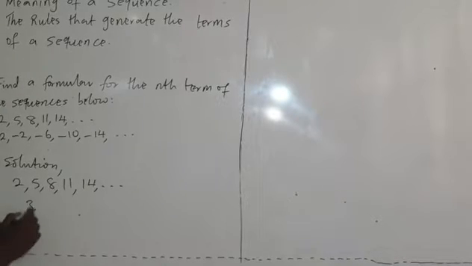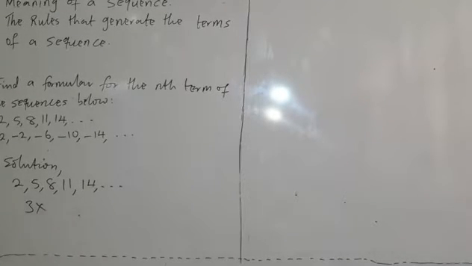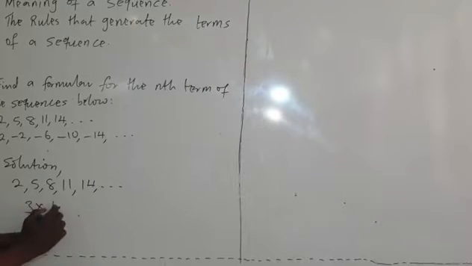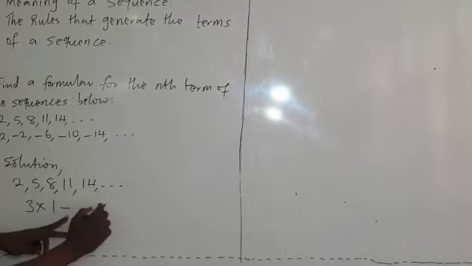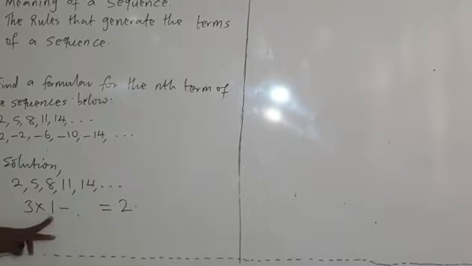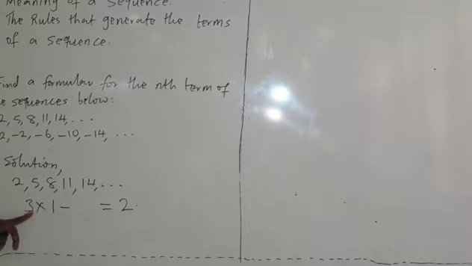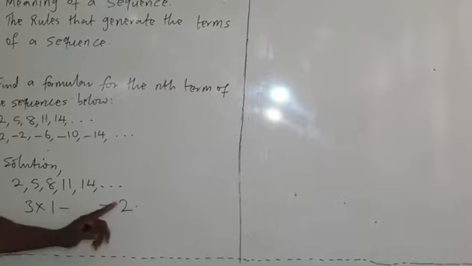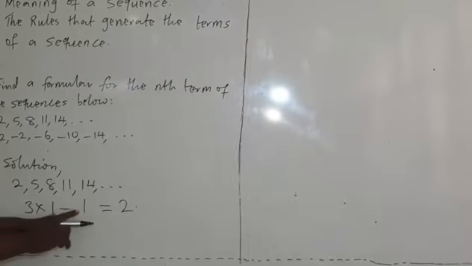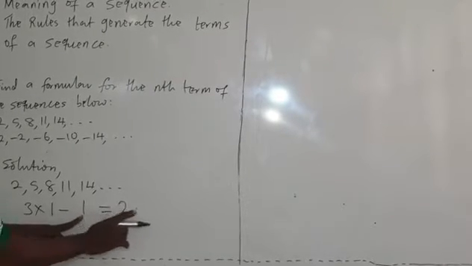So we have 3 multiplied by, so we are going to start with the natural number, so multiplied by 1 minus what will give us 2. So 3 multiplied by 1 is what? 3. So 3 minus what will give us 2? That is 1. So 3 times 1, 3 minus 1 gives us 2.